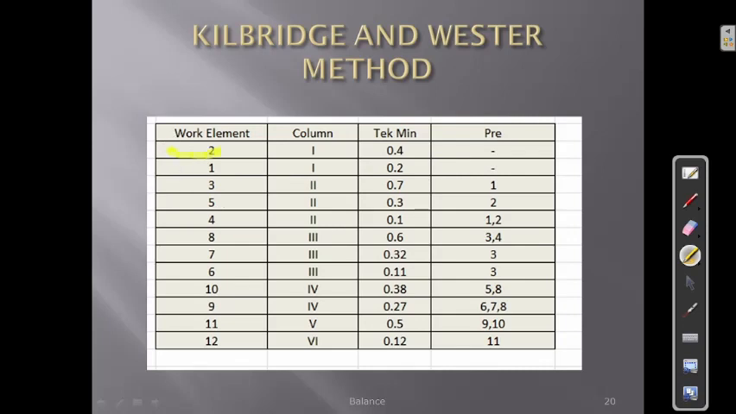So we already took work elements 2, 1. We cannot take this 3. Now we can take 5, because the TK minutes is 0.3. So 0.2, 0.4 and 0.3, it will come to 0.9.